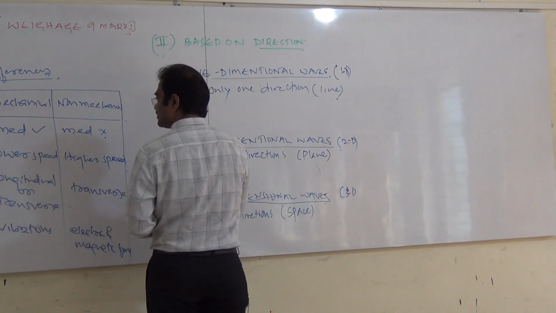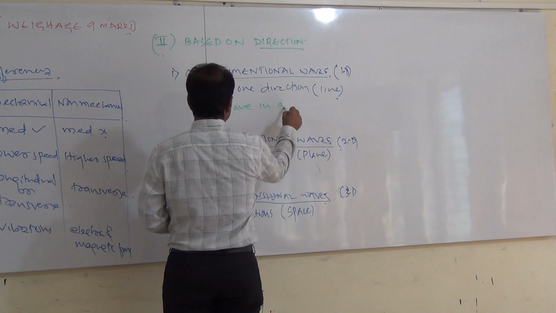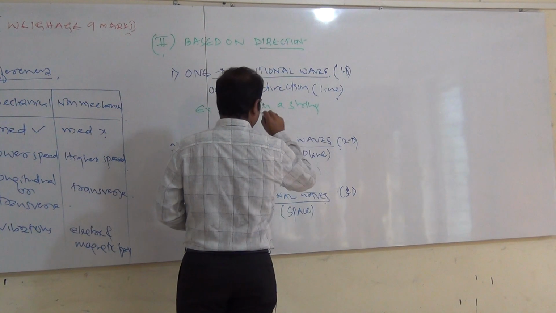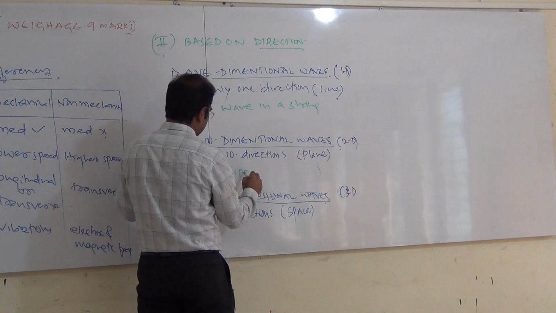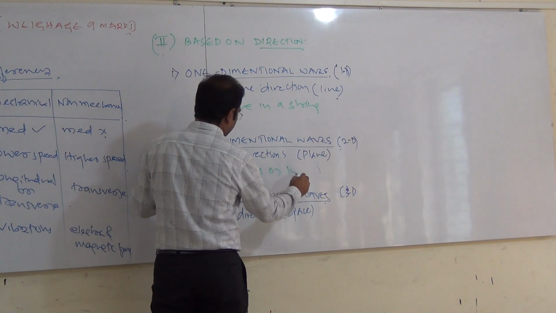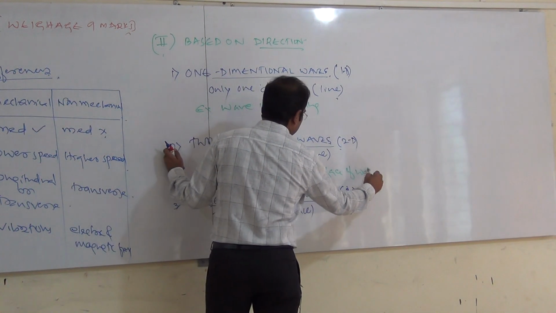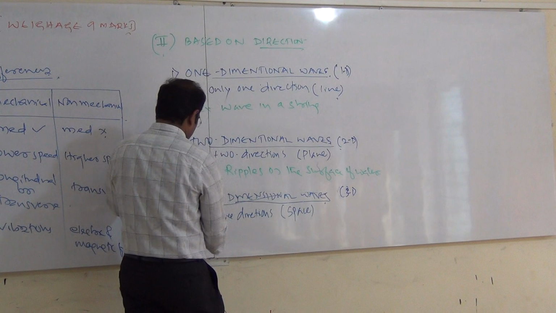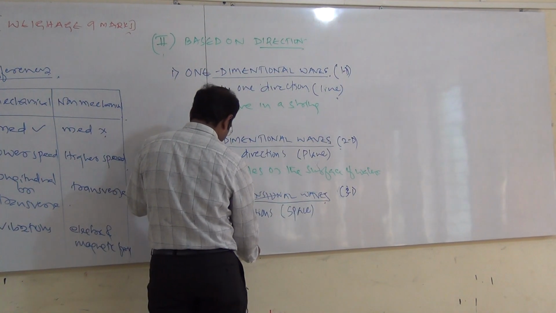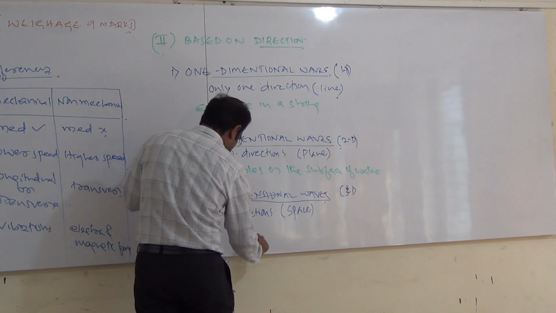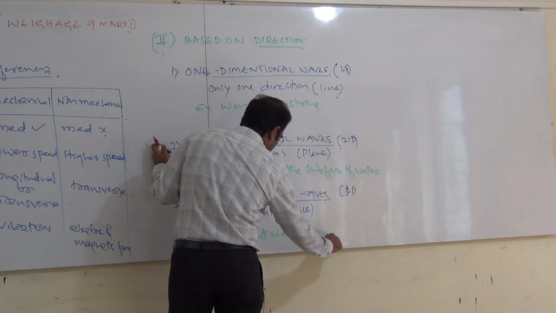I give you the examples. Example: waves in a string, they propagate in one direction. Example: ripples on the surface of water. Third one is light waves or sound waves. You can take sound waves also.